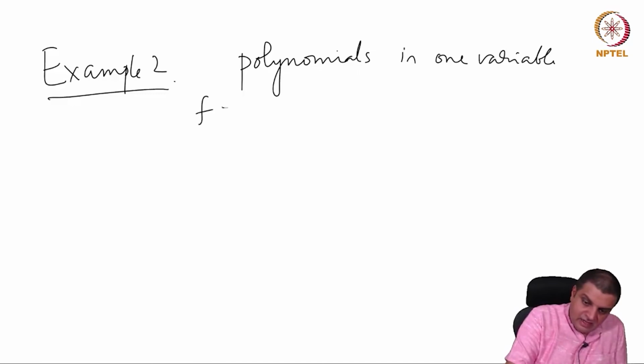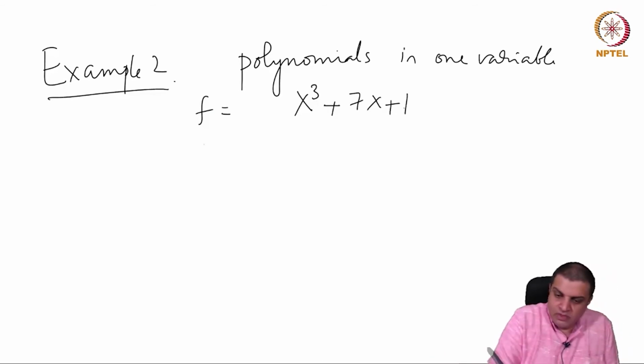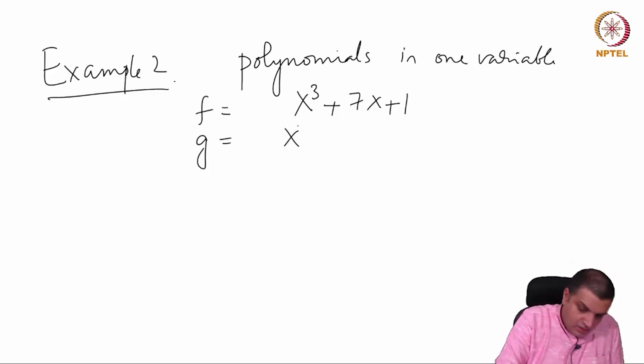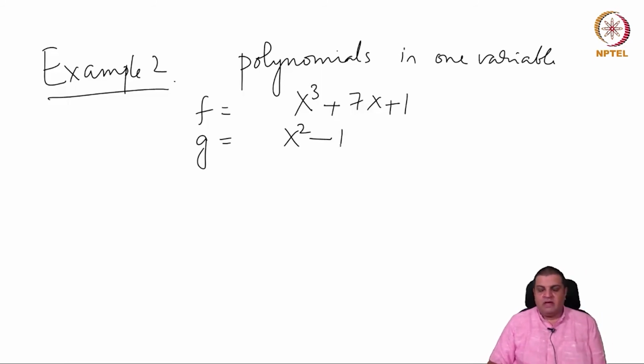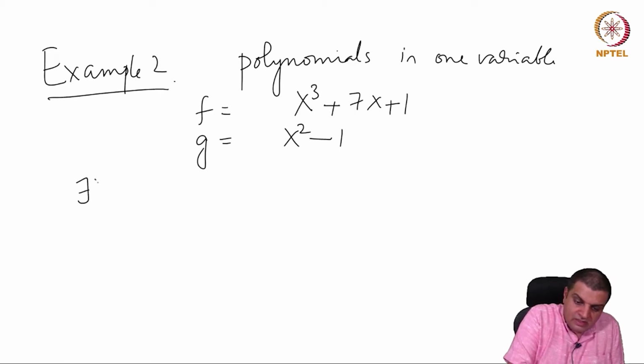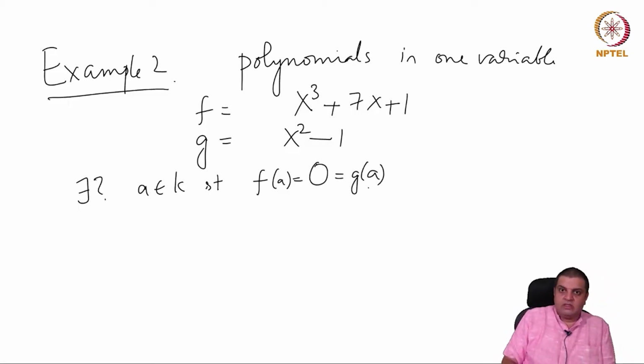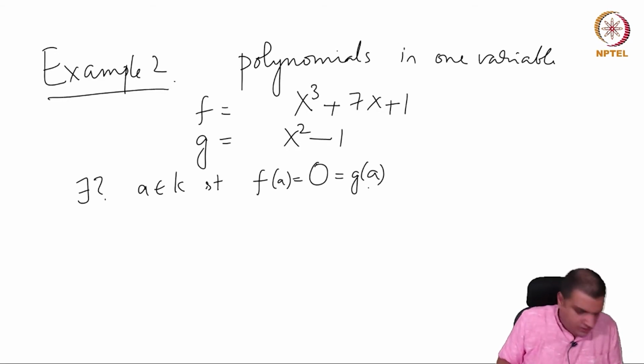Let's say that f is x cubed plus 7x plus 1, and g is x squared minus 1. We want to know if they have a common zero. Does there exist a point a in k such that f of a equals 0 equals g of a? That's what we would like to answer.